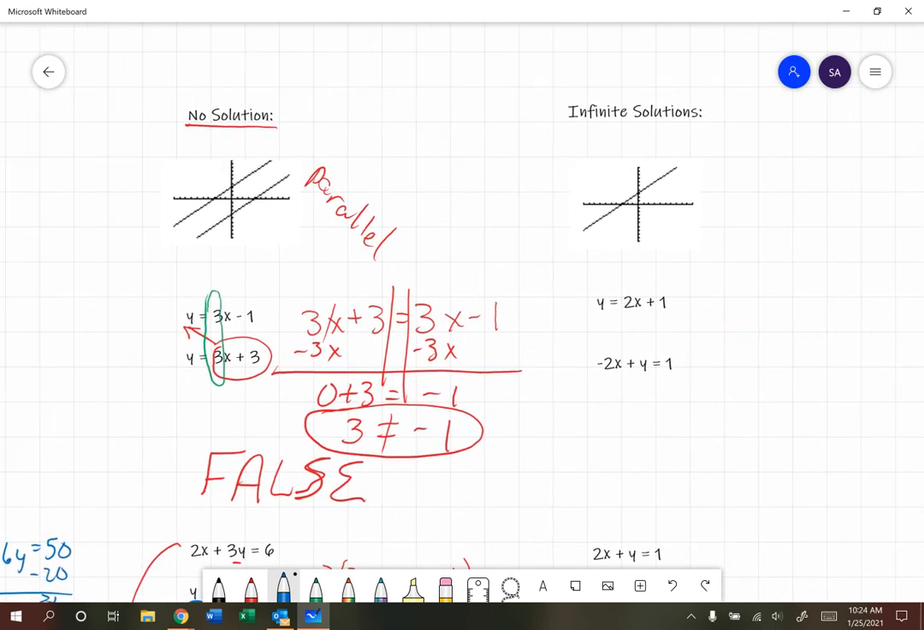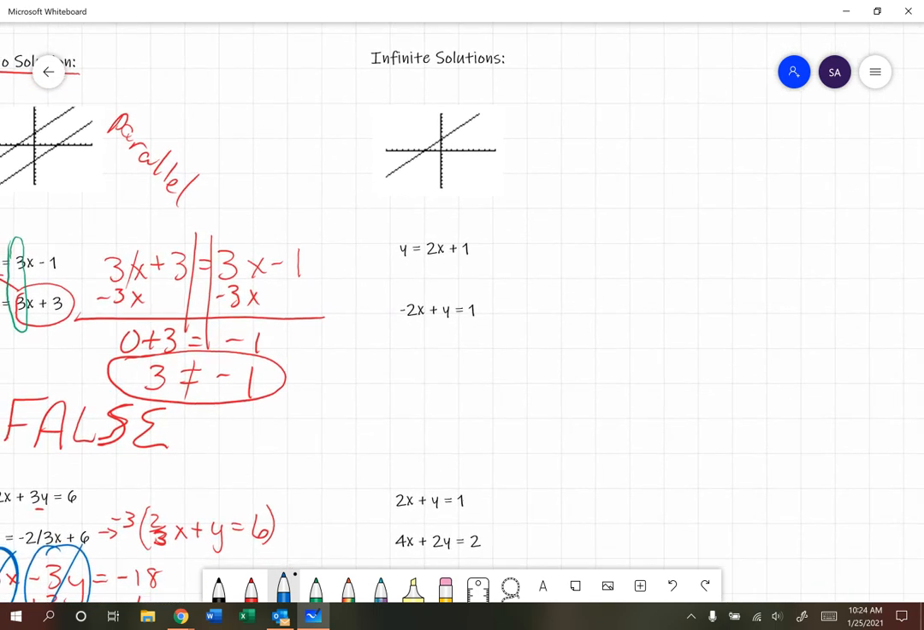If we're looking at a special system that has an infinite number of solutions, you can probably guess that we're going to end up with a true statement at the end, but I'm going to show you an example here. So once again, I'm going to substitute in. This one is solved for y, so I'm going to substitute into the y here. So I have negative 2x plus, and I'm going to substitute in for my y, 2x plus 1 equals that 1.